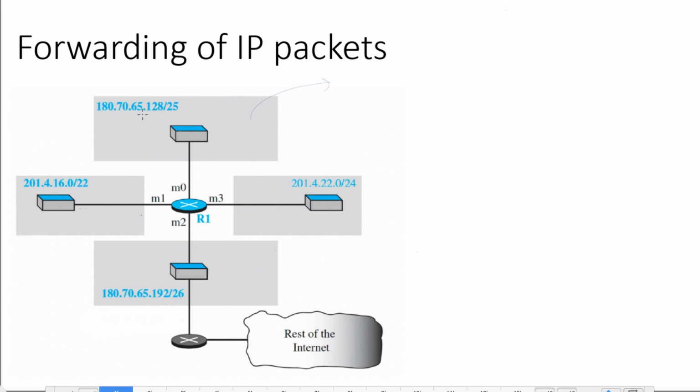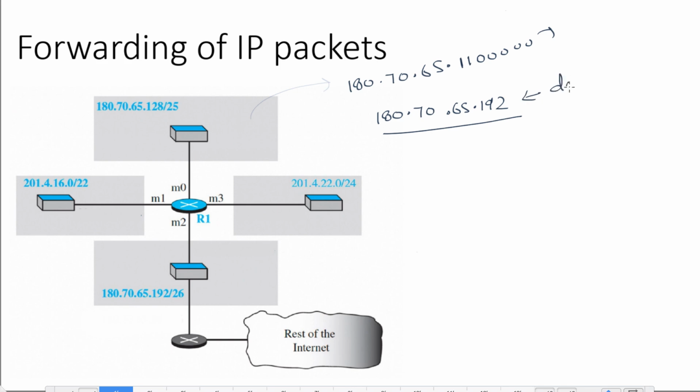This network is saying that you should be having 180.170.65 dot, this is one, and then you can take anything here. So let's take one example, which is 1 and then all zeros, which is 192. I'm taking one example from this network, one of the hosts from this network. This is 180.70.65.192. So suppose there is some packet coming to R1 with this destination IP.